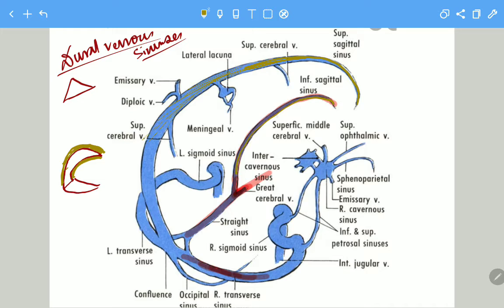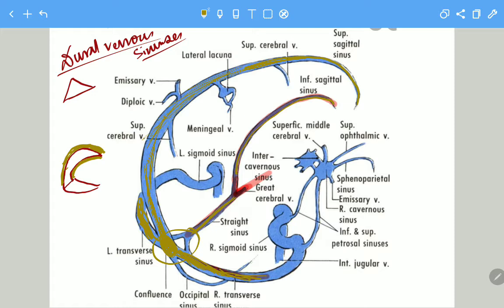The inferior sagittal sinus joins with the great cerebral vein of Galen, which we have discussed, to form the straight sinus, and then they subsequently join the confluence of sinuses, which is here, and form the transverse sinus. So this straight sinus along with the superior sagittal sinus joins to form the confluence of sinuses, and then it forms the transverse sinus, which goes to the right and left.